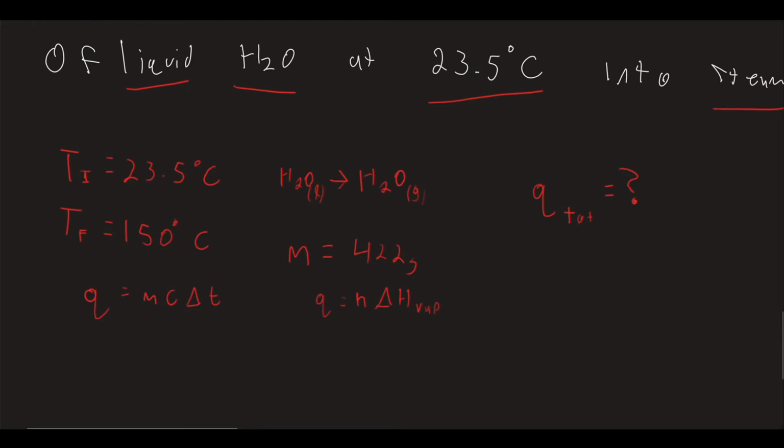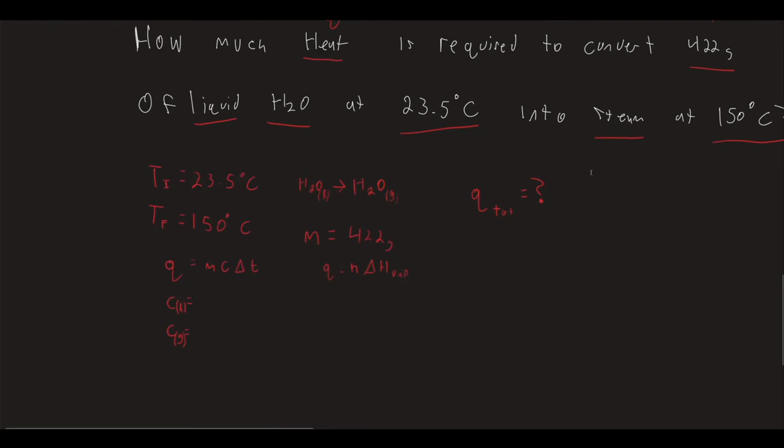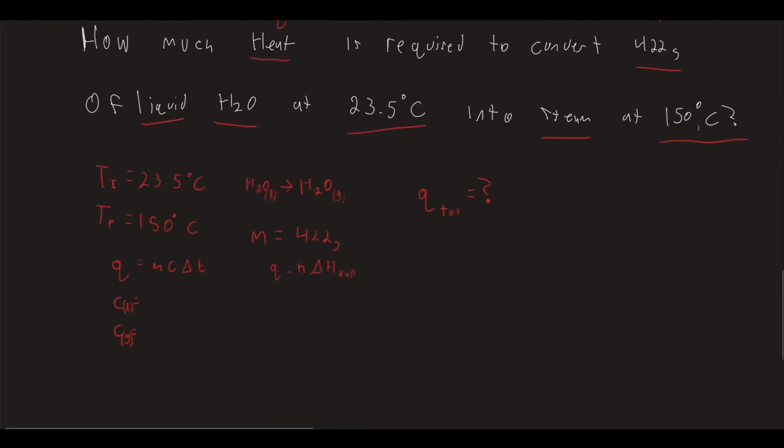Well, actually, we need two specific heats. We need the specific heat of a liquid, and we need the specific heat of a gas. Because not only are we going from a liquid to a gas, we are then raising the temperature of that gas to 150 degrees Celsius. So we need the specific heat of the two different states as well. So keep that in mind whenever you do an equation like this.